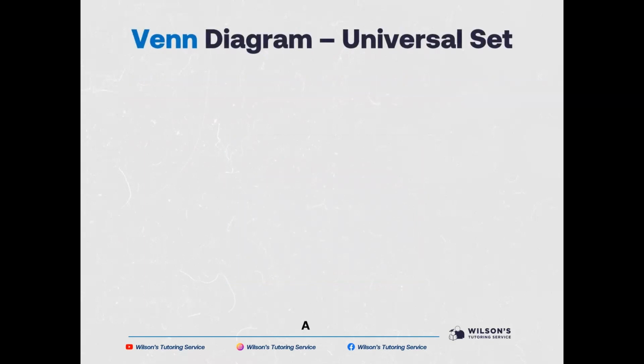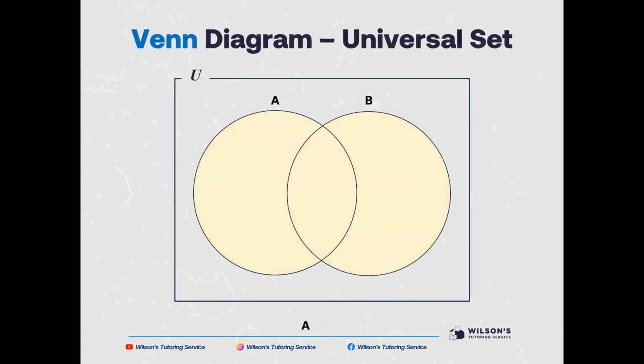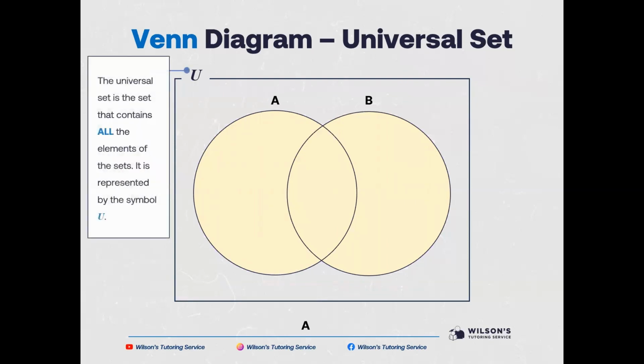The universal set. To the left corner of the rectangle that encloses the subsets in the Venn diagram, you'll see the symbol U, in most cases an italic U. The universal set is that set that contains all the elements of the sets. It is represented by the symbol shown on screen.